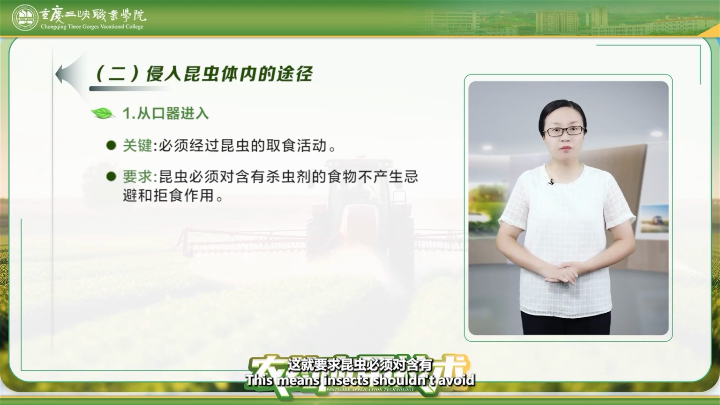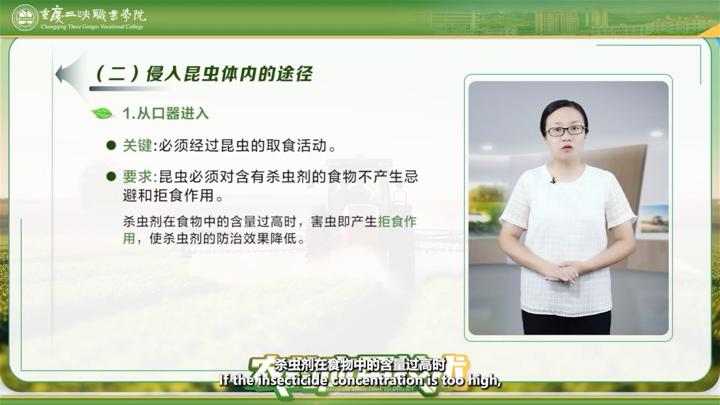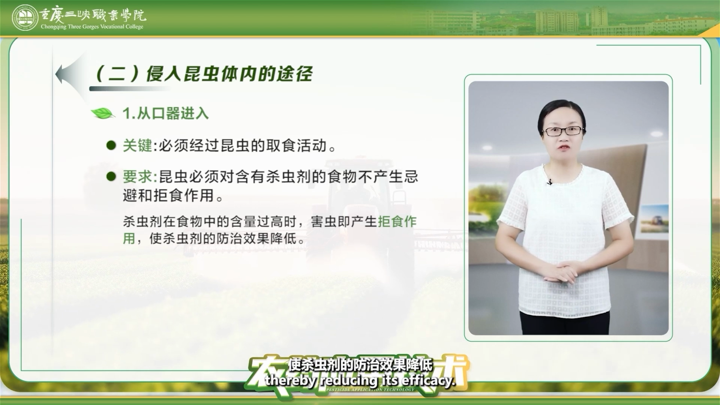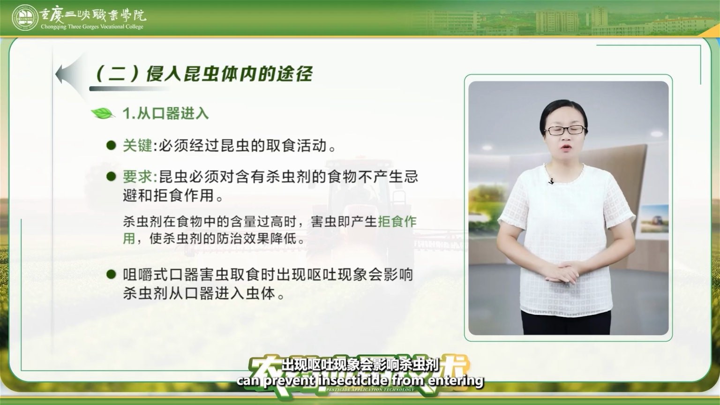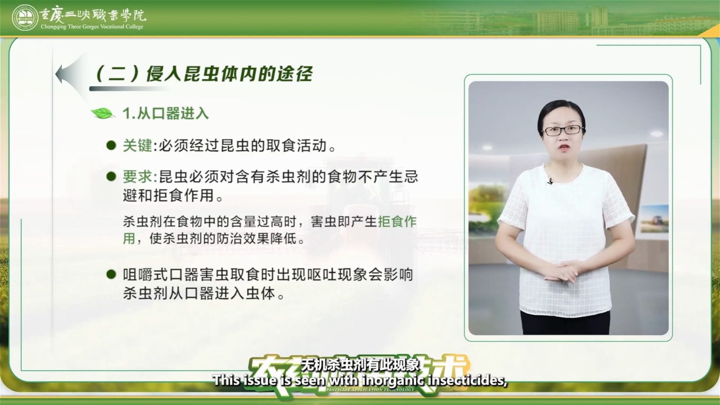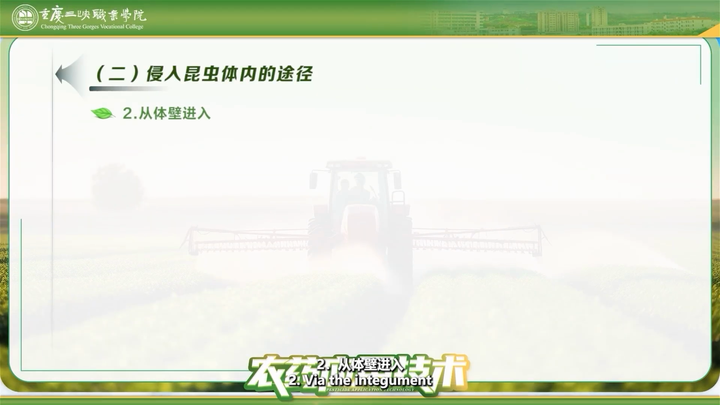This means insects shouldn't avoid or develop deterrence to the insecticide-laden food. If the insecticide concentration is too high, the insects may avoid feeding, thereby reducing its efficacy. Vomiting during feeding by pests with chewing mouthparts can prevent insecticide from entering via the mouthparts. This issue is seen with inorganic insecticides, but is more noticeable with synthetic organic ones.